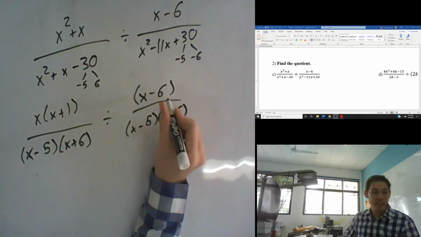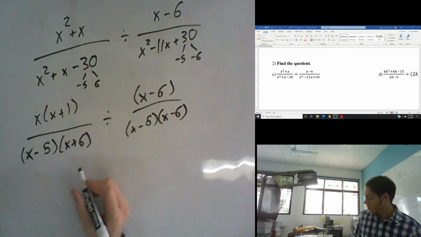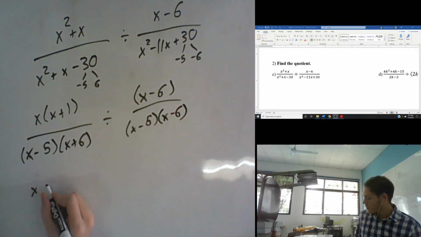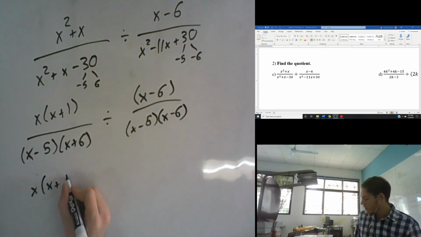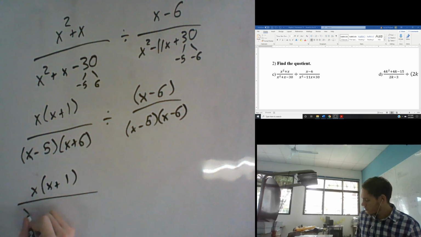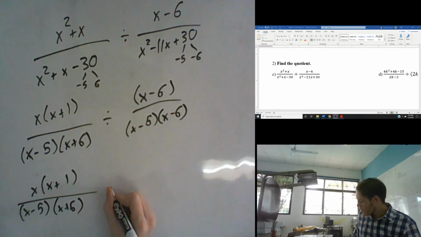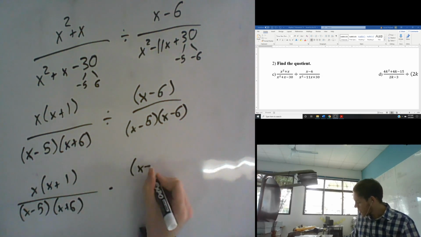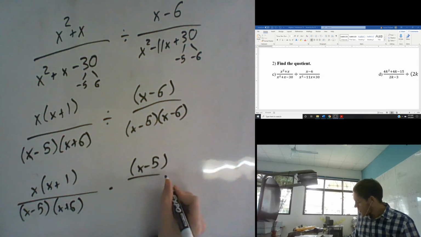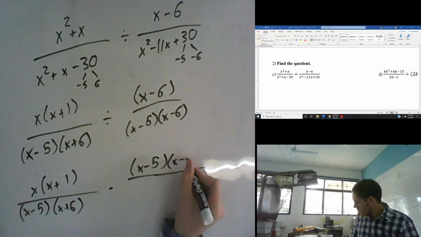Now, could you simplify this to start with? Yes. Divide means we flip it and multiply. So x minus 5, x plus 6, and we multiply by x minus 5, x minus 6.